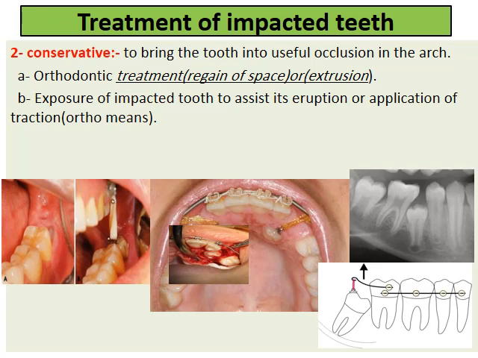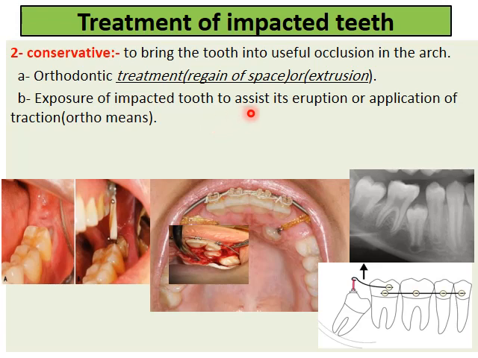The second line of options for the treatment of the impacted tooth is the conservative treatment, which is to bring the tooth into a useful occlusion in the arch. If you look here, this tooth is impacted or unerupted, with the lower 6 and lower 4 drifted. This needs regaining of space so that eruption occurs. Here it may need extrusion of the third molar, they may place a dental mini implant here and do extrusion on it, using force or sometimes another method.